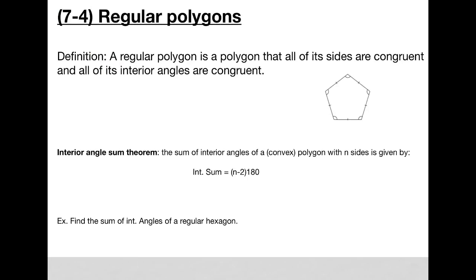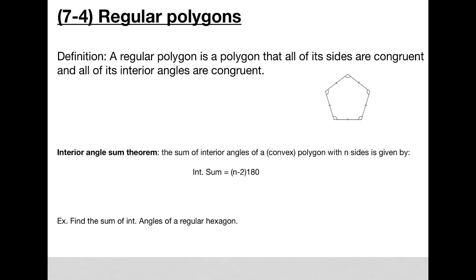So we are going to start from chapter 7, section 4, which is about regular polygons. In grade 9, you learned about polygons. You learned about different types of polygons, convex polygons, concave polygons, and even regular polygons. And you learned some theorems about them. Here in this video, we will review those definitions, concepts, and some of the theorems.